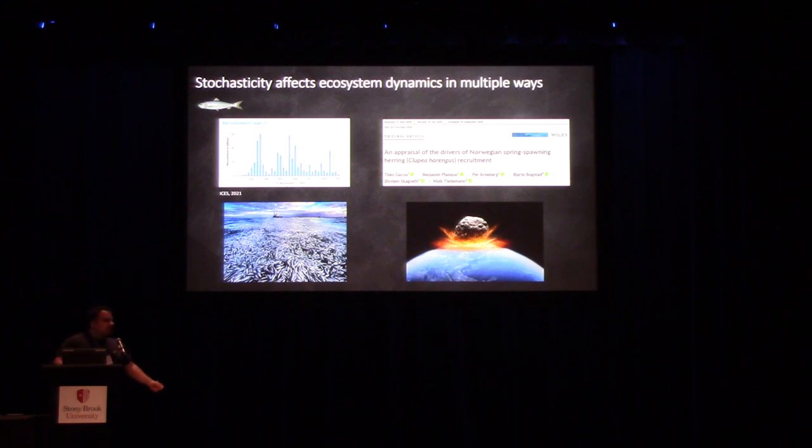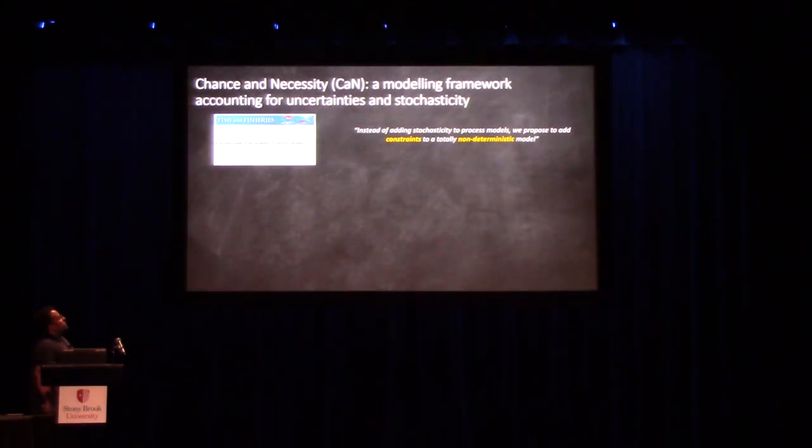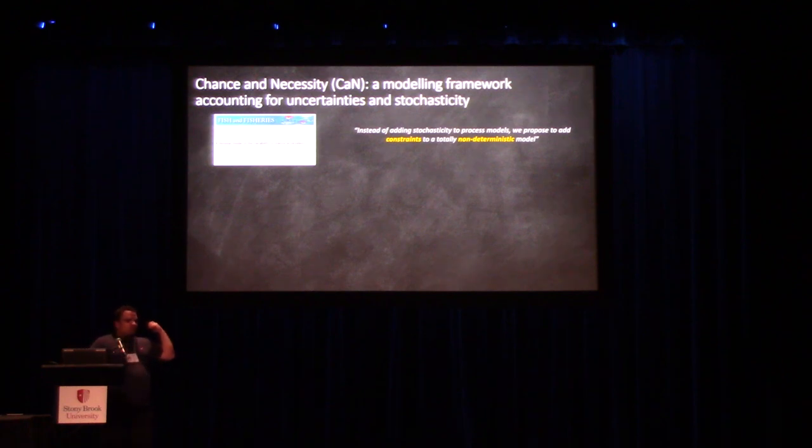Okay, so my objective here is to present you a modeling framework called chance and necessity that accounts for stochasticity in the systems while also accounting for what we know about the system. So on the contrary to what Ecopath is doing, where we're gonna describe all the processes and then make uncertainty analysis on the output, here uncertainty is the core of the model. We integrate it in the way we build our model.